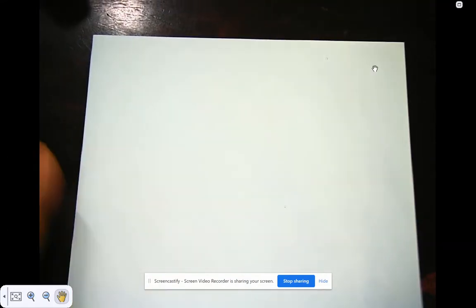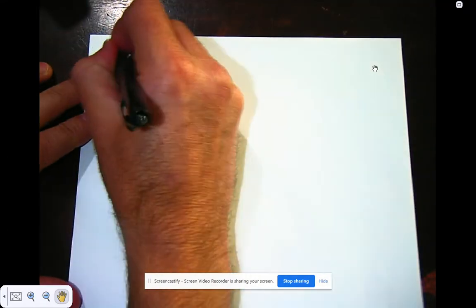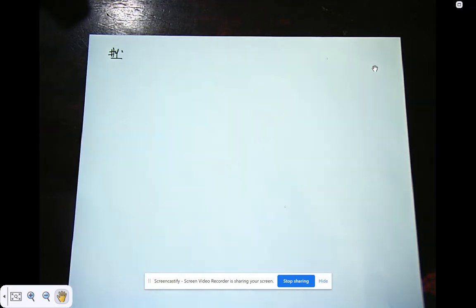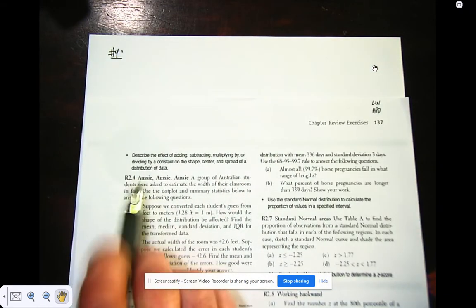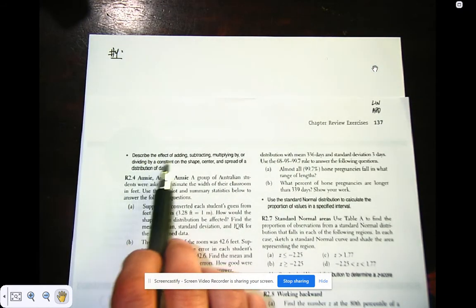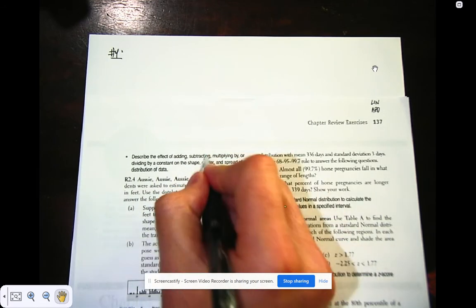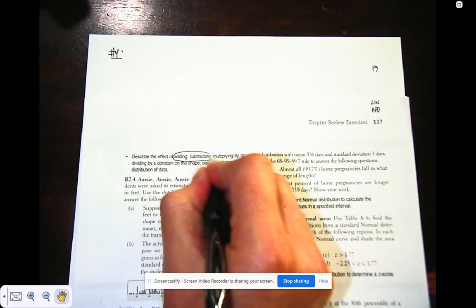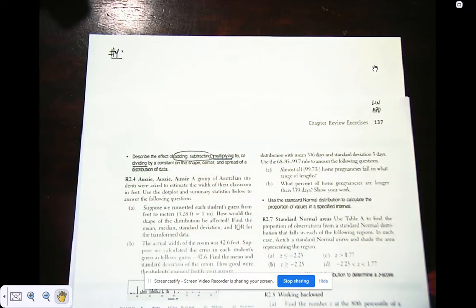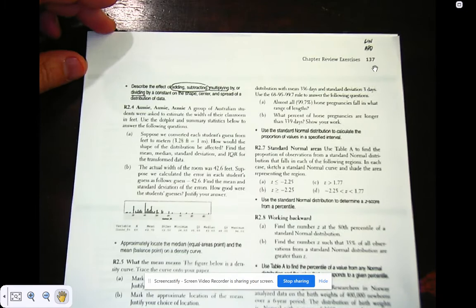Okay, we're on to number 4 here. What number 4 is going to talk about, it does a good job right at the top of the review. You can read here. It talks about describing what happens when you add or subtract. These are all the same stuff. And then multiplying and dividing are the same. So what happens when you do that to data? So they give us this example.